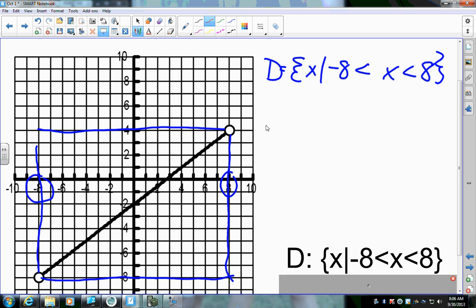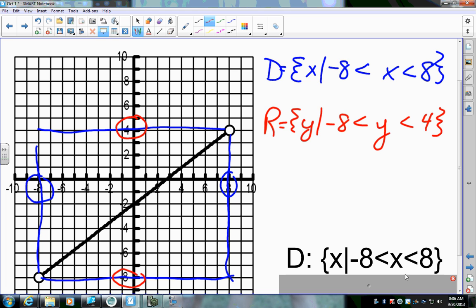My range is my y. Now it goes up and down. The lowest point it's down here at is -8. I know it's a y. And the highest point it goes up to is 4. As long as you put the small number to the left, large number to the right, it is always less than. That should have been your range.